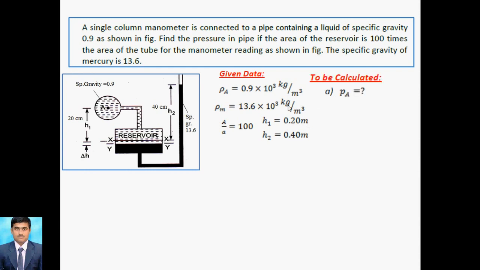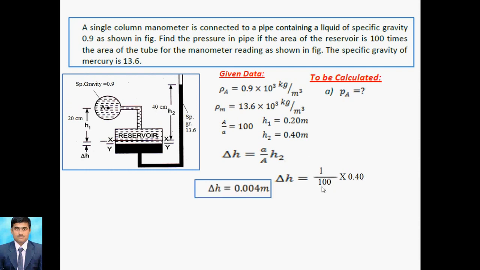Now we go for the required data, that is PA is unknown. Now we can take the delta H. So how to calculate delta H actually? Delta H is nothing but small a upon capital A times H2. Last time we discussed here the delta H. Here the ratio is capital A upon small a, so we can take the reciprocal of that, that is 1 upon 100 into H2. H2 is 0.4 because 40 centimeter is there, so 0.4 meter. After that we can get the value of delta H, that is 0.004 meter.